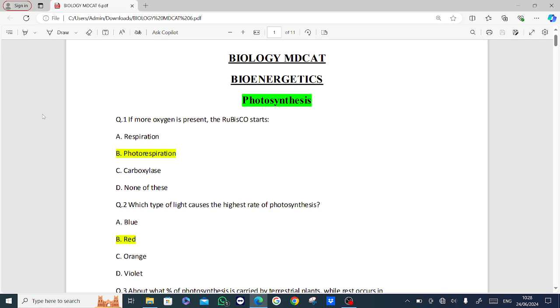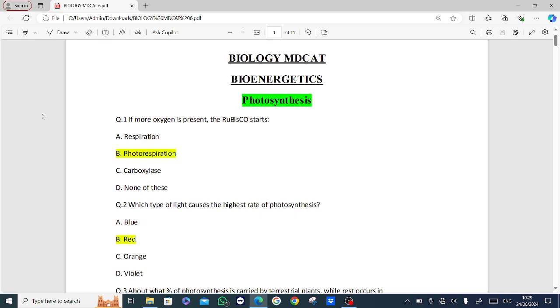First MCQ we have: if more oxygen is present then RuBisCO starts. Options are respiration, photorespiration, carboxylase, none of these. Answer is option B, photorespiration. Next MCQ is, which type of light causes the highest rate of photosynthesis? Options are blue, red, orange, violet. Answer is option B, red.